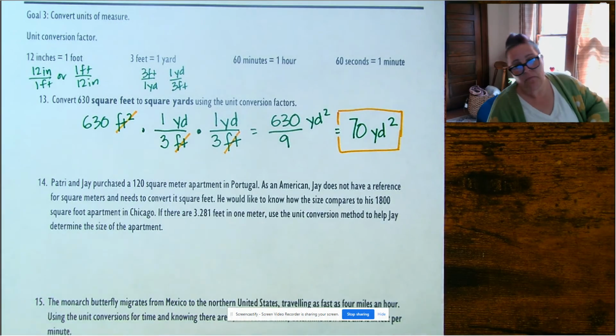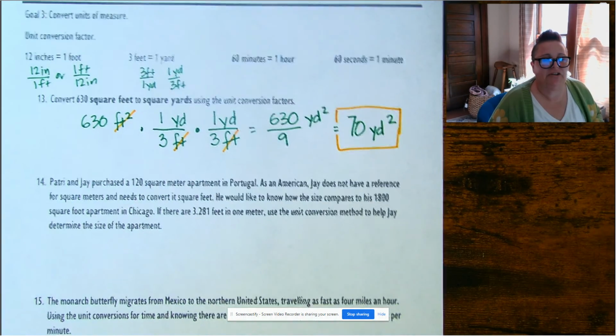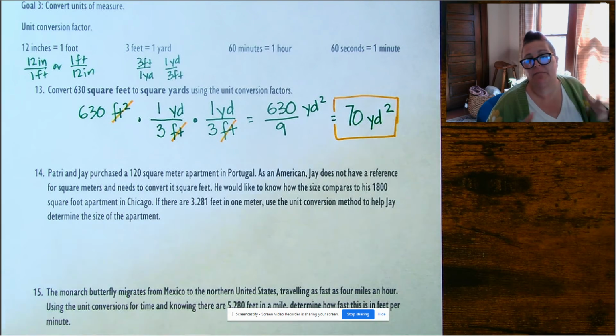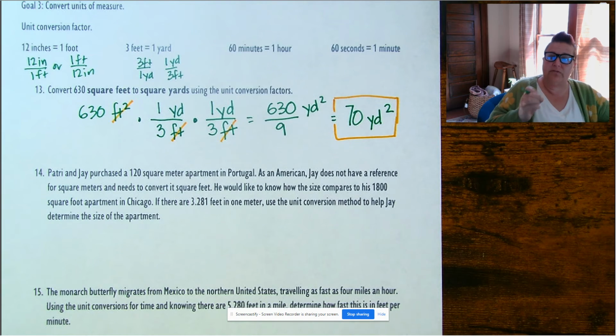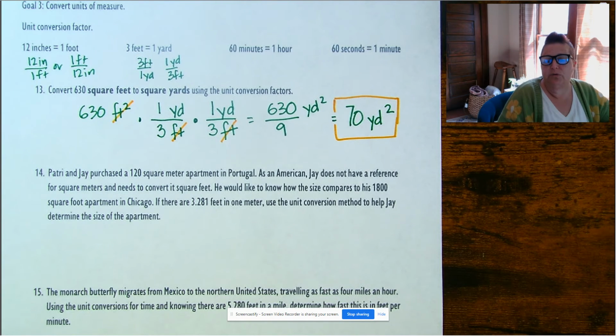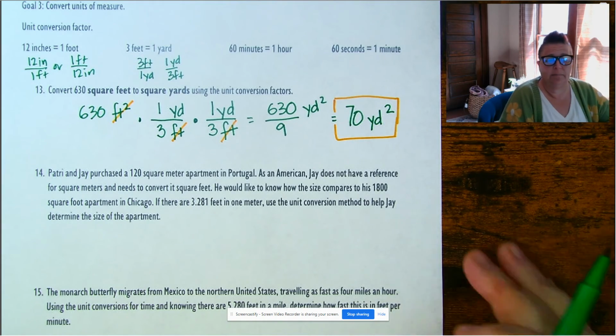Okay, let's try a second one. Patri and Jay purchased a 120 square meter apartment in Portugal. As an American, Jay does not have a reference for square meters and needs to convert it to square feet. He would like to know how the size of this particular flat compares to his 1,800 square foot apartment in Chicago. He just wants to get a visual. If we know that there are 3.281 feet in 1 meter, use the unit conversion method to help Jay determine the size of this apartment.